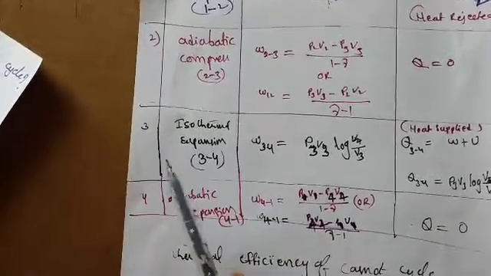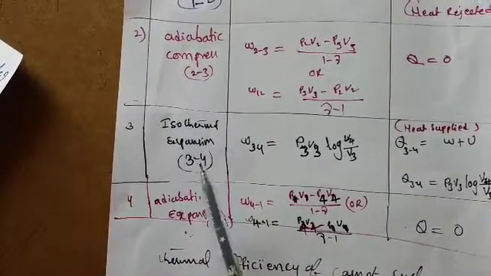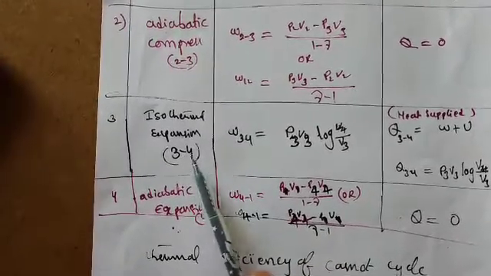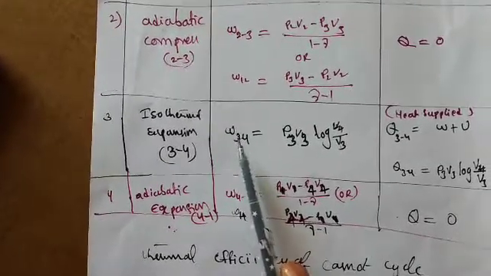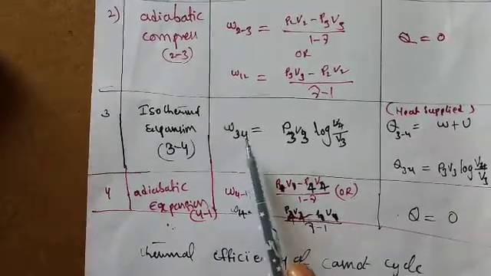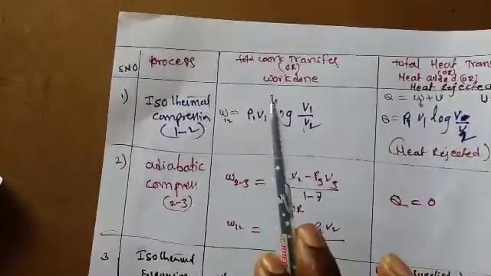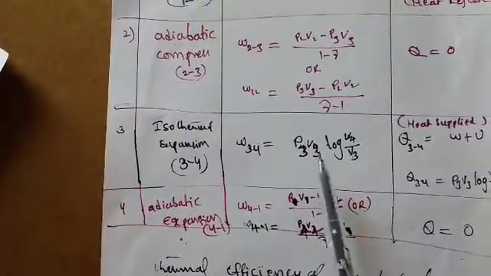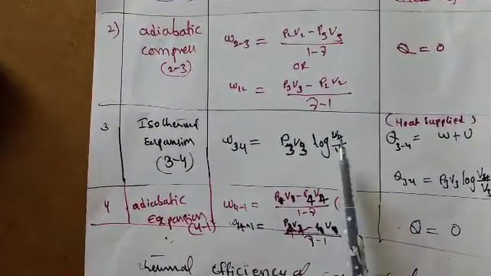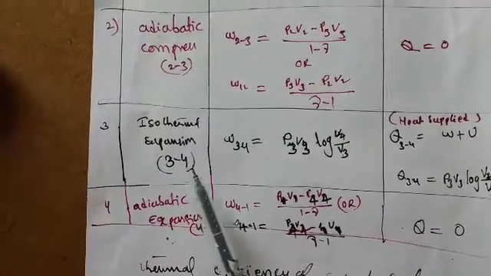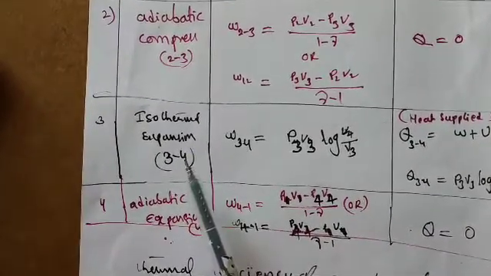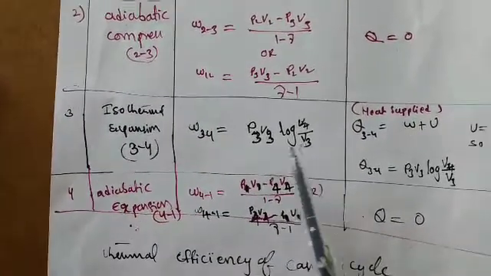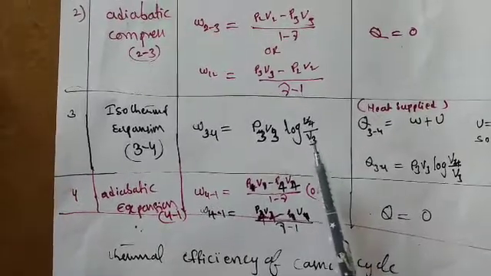Okay. Next, the third process is the isothermal expansion process, that is 3 to 4. So the starting point is 3 and the ending point is 4. The total work transfer in the isothermal expansion process from 3 to 4 is equal to P3 V3, same as the first one. There the starting point was 1, so P1 V1. Here the starting point is 3, that's why P3 V3 log V4 by V3. Why V4 by V3? The volume V4 is higher than V3. That's why V4 divided by V3. This is our P3 V3 log V4 by V3.